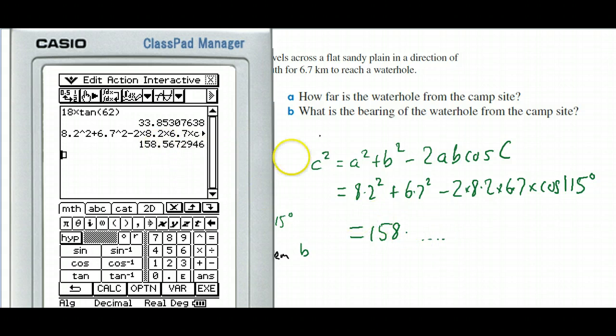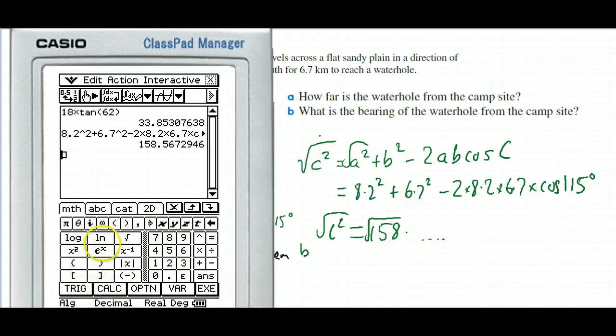Now before we're finished, we've got to take the square root of both sides, because we've got c squared up here, so we've got to take the square root of our answer, and that'll give us the actual value for c. So let's find the square root function. Here it is. Put in the answer from the previous line and execute. And so c is actually 12.59.